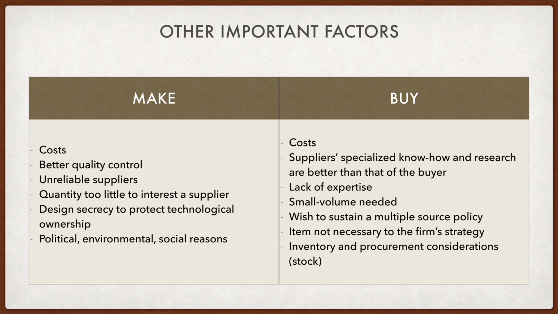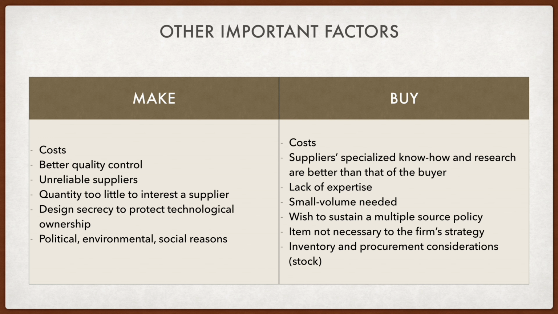Probably the quantity you want to have is also too little to interest the supplier. For example, you say, okay, we want to have 5 pullovers, but they say, okay, we just sell the pullovers if you order more than 20. Then you could say, okay, we will produce them on our own.